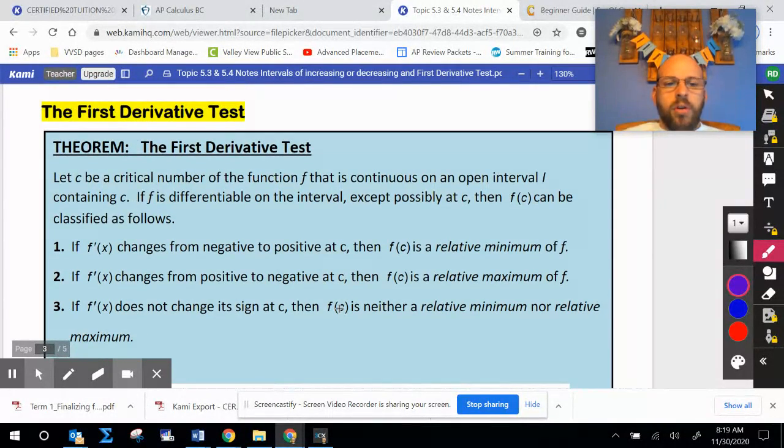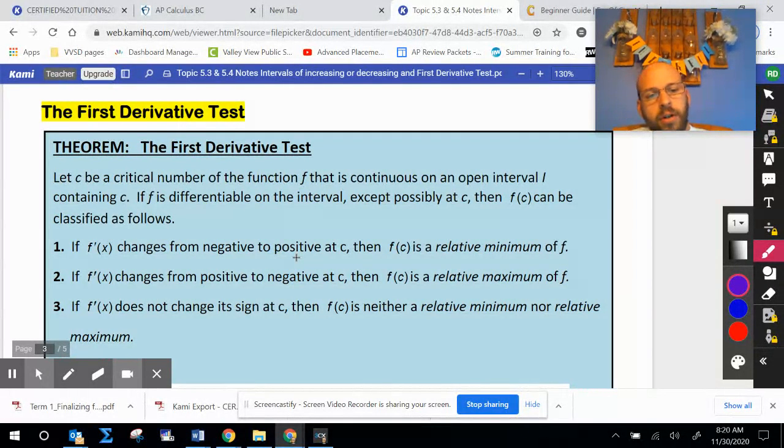All right. So now we have a second piece. It's called the first derivative test. We're still going to find increasing and decreasing, but we want to use it to identify where the maximums and minimums of our function are. So if the derivative goes from negative to positive, so if it goes from decreasing to increasing, okay, here's an idea of what that looks like on your screen.